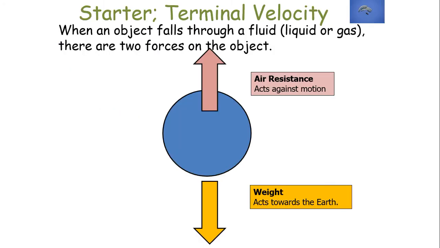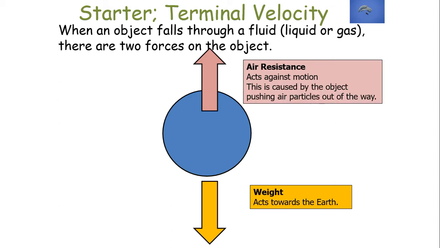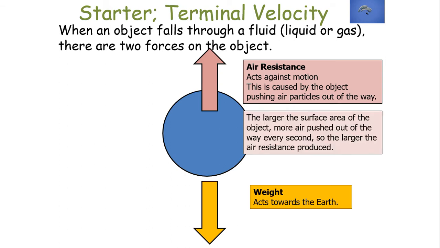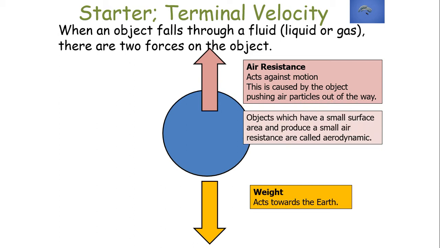So, when an object falls through a fluid, either a liquid or a gas, there are two forces on the object. Weight, which always acts towards the center of the gravitational field, which in our example is the Earth, and air resistance, which acts against motion. Air resistance is caused by the object pushing air particles out of the way every second as it falls. So the larger the surface area of the object, the more air pushed out of the way every second, so the larger the air resistance produced.